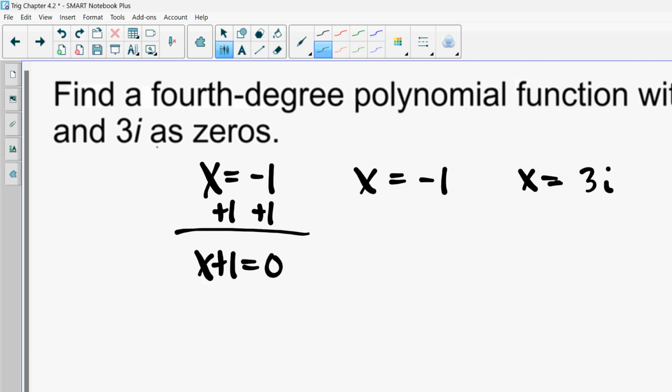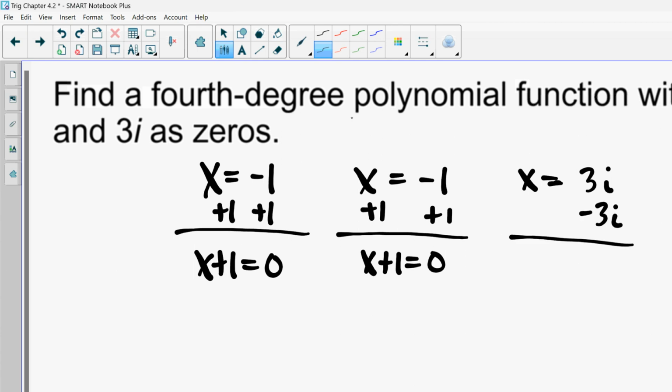Here we're going to add 1, telling us x plus 1 is equal to 0. Here we're going to subtract 3i, telling us x minus 3i is equal to 0. And lastly, we're going to add 3i, telling us x plus 3i is 0. I think at this point we feel pretty comfortable doing this. It's just doing the opposite operation to get them onto the other side.